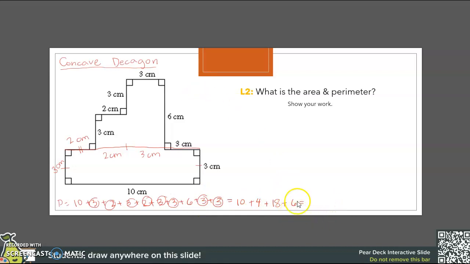So this is 10 plus, combining easy numbers, 10 plus 18. So 20 plus 18, which equals 38. The perimeter of this concave decagon is 38 centimeters.